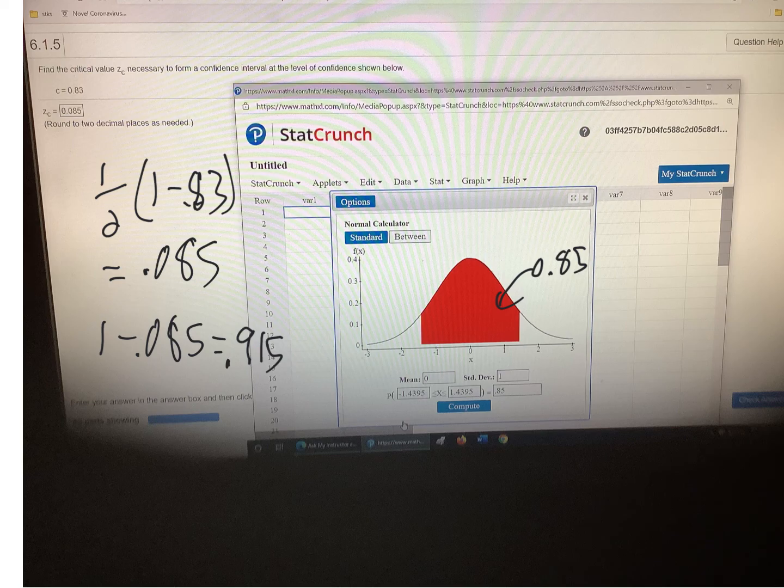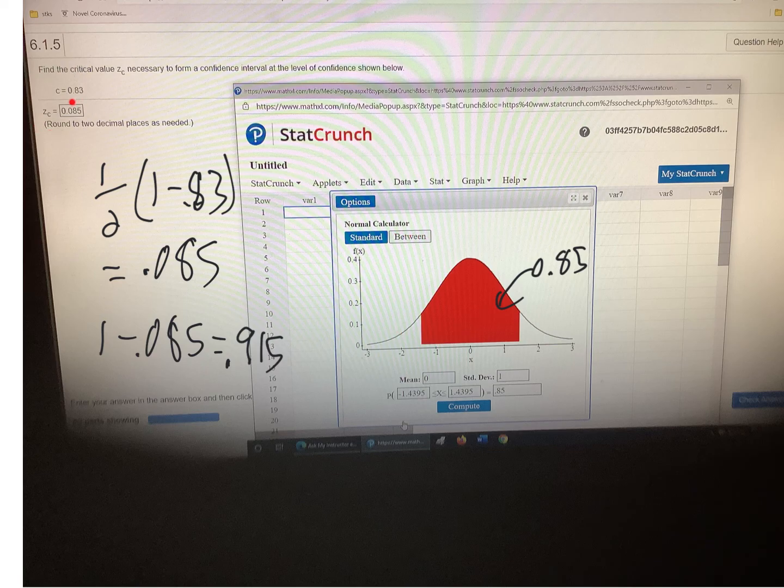As an alternative, you may want to use StatCrunch. You can use a calculator. I like StatCrunch, it provides a perfect picture here. Go to click on Stat, then Calculators, and you choose the Normal calculator. And then when you want to find critical values, you need to click on Between.